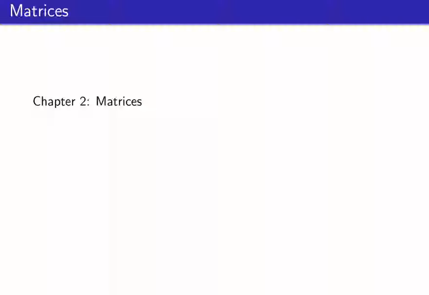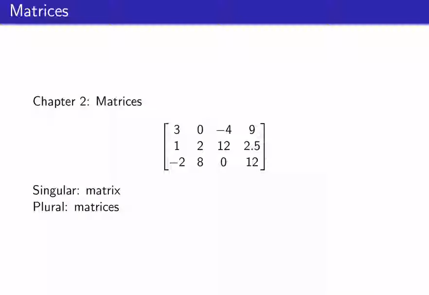So we're going to go back to chapter 2. We skipped chapter 2 a while back, and we're going back to it now. Returning to chapter 2, this is about matrices. And what's this about?